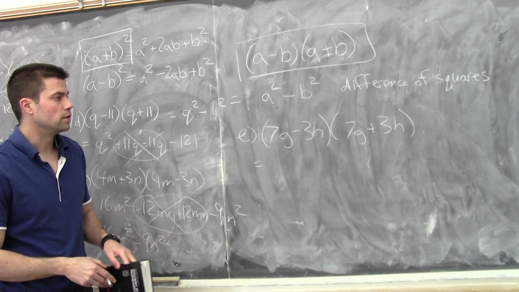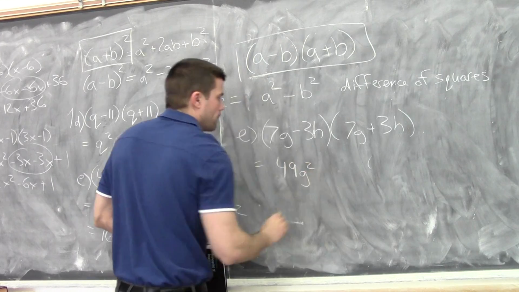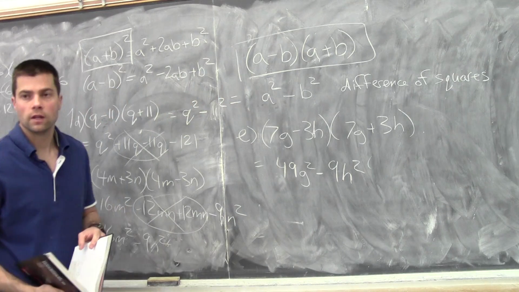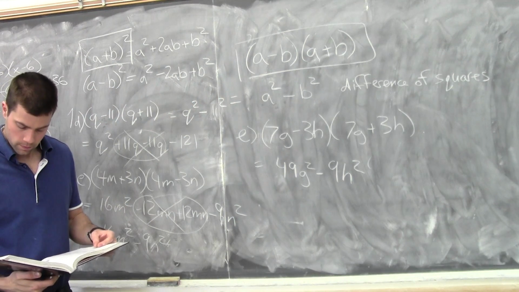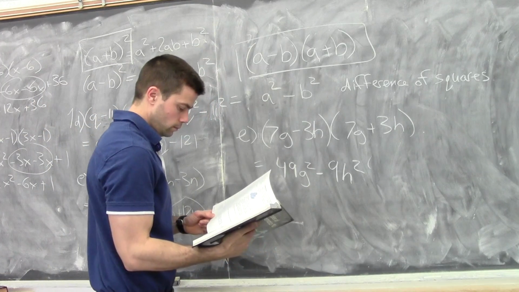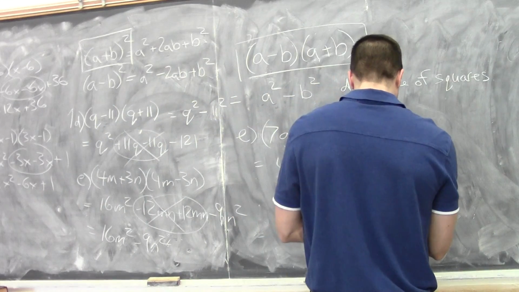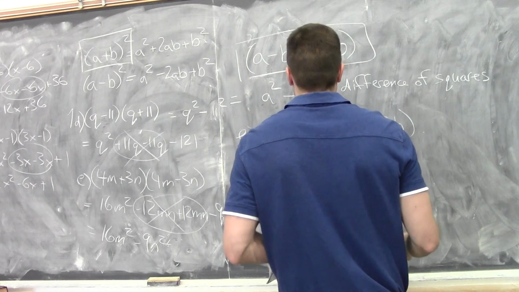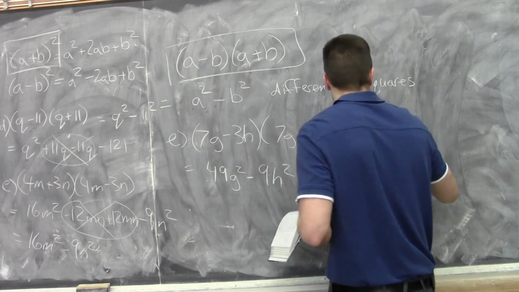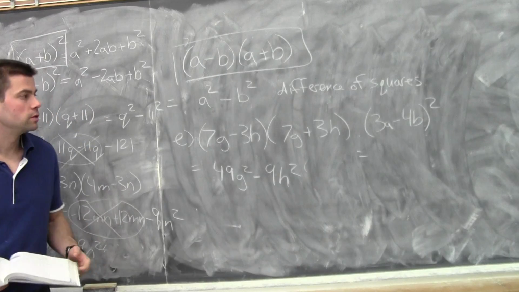Lucas, what would the answer be to this? 49g squared minus 9h squared. That's it. Yep. Good. That's simple. Let's see if we can find a hard one. Okay, Nicholas, try this one.